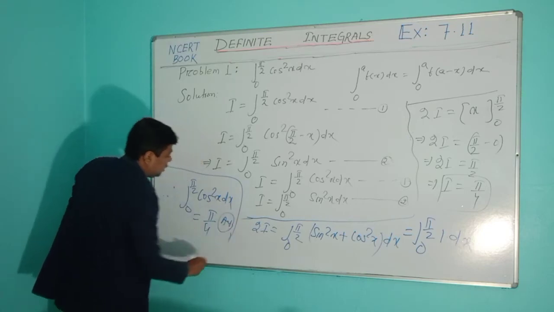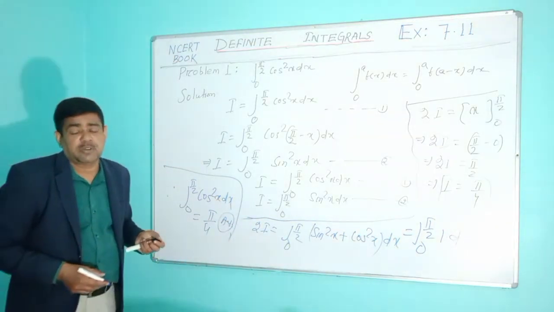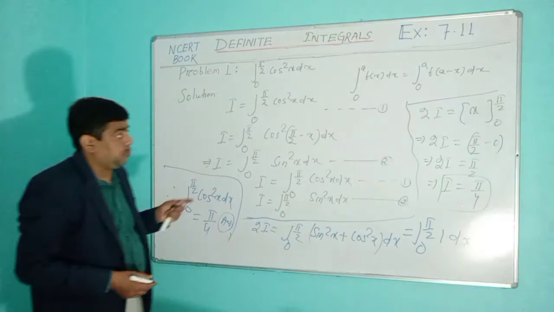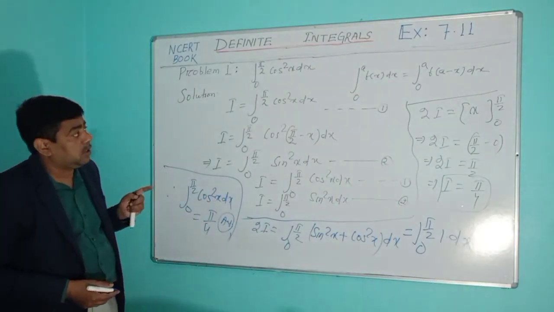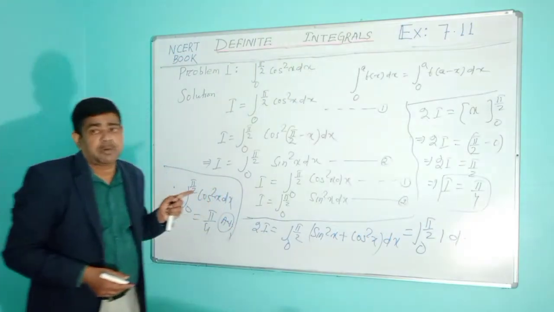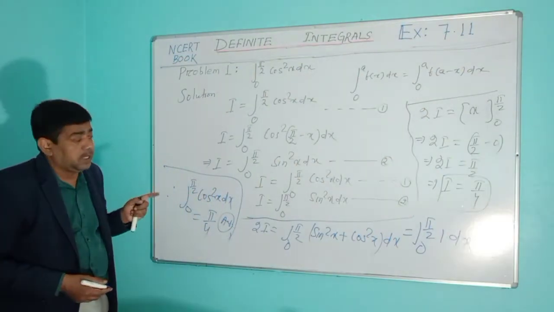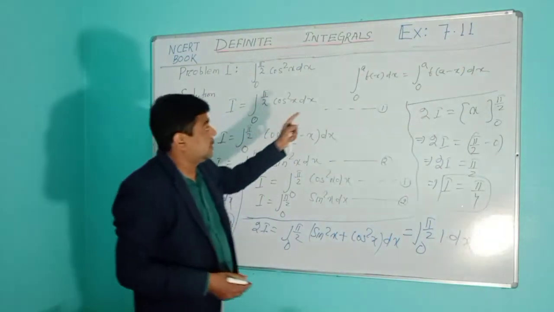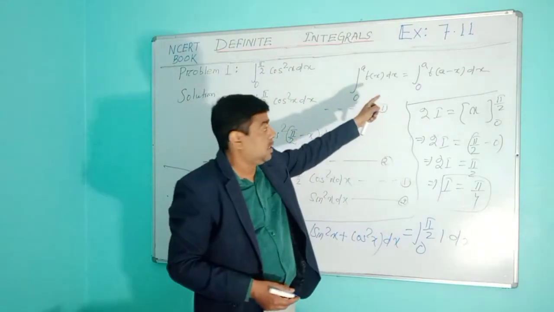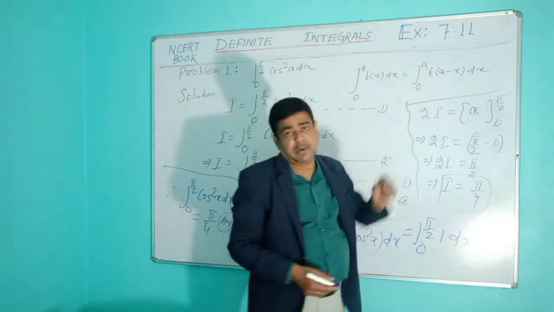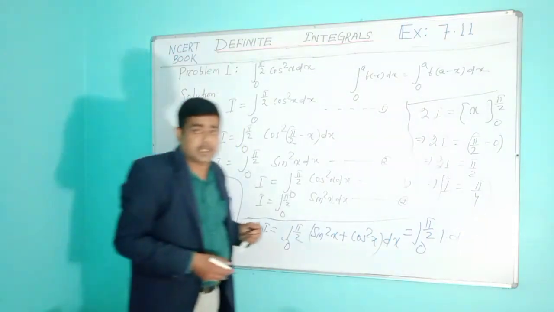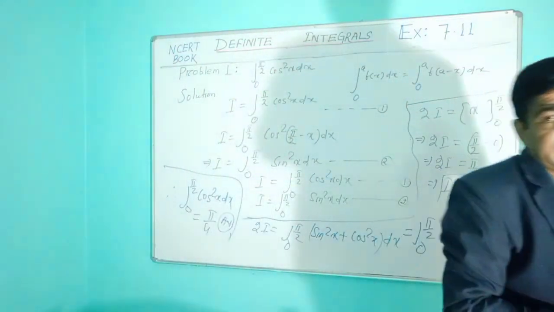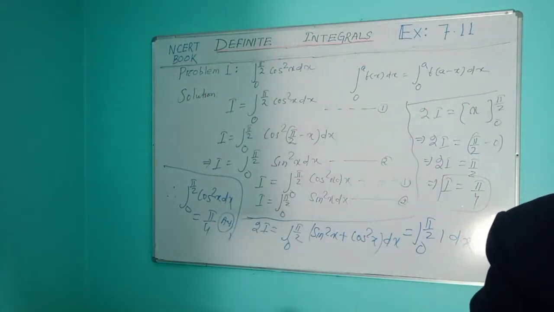Understand or not? So, very simple question and a very important, vital property we are using here. Remember and note down which property of the definite integral we are using: the integration of 0 to a of f(x) dx is equal to the integration of 0 to a of f(a minus x) dx. Okay, understand all of you? Just follow. Thank you.